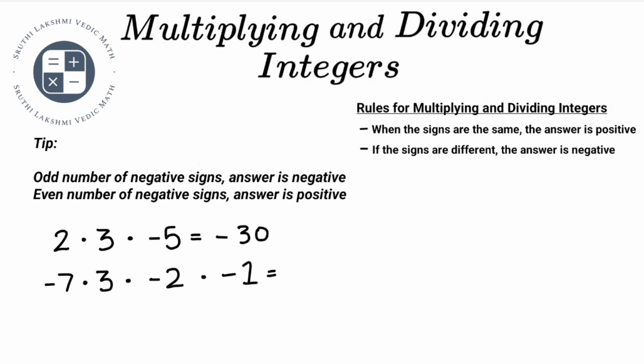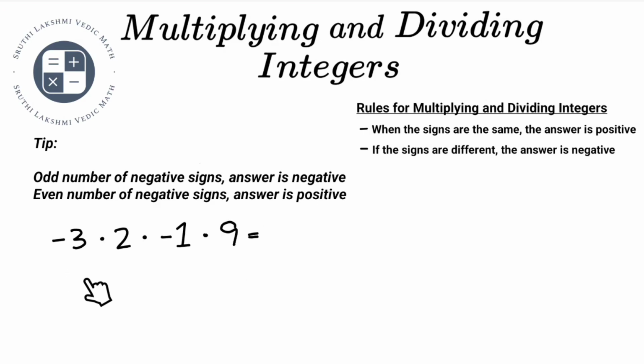Here's another problem. Negative 7 times 3 times negative 2 times negative 1. Let's count the number of negative signs. 1, 2, and 3. This time, the number of negative signs is also an odd number, so the answer will be negative. 7 times 3 is 21, 21 times 2 is 42, and 42 times 1 is 42. So the answer is negative 42.